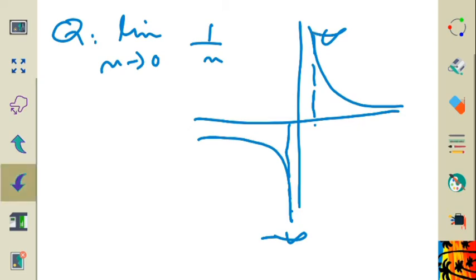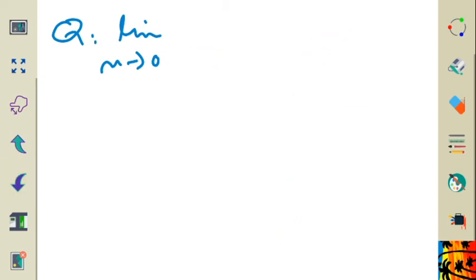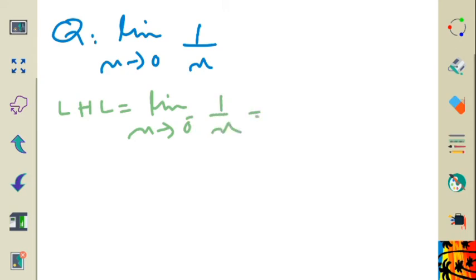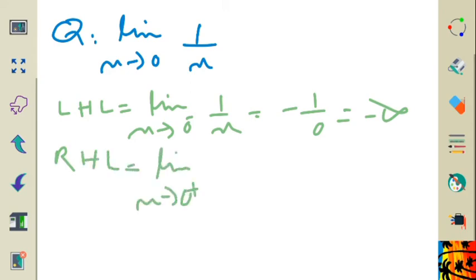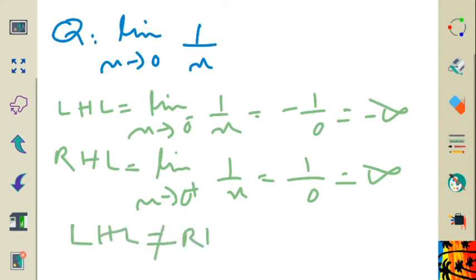Clear? So let us see it algebraically, right? So this is 1 by x, right? Now LHL, if I go, this is limit x tends to 0 minus 1 by x. So minus 1 by 0, which is minus infinity, and RHL will be limit x tends to 0 plus 1 by x. This is plus 1 by 0, which is equal to infinity. So clearly our LHL is not equal to the RHL. Therefore limit doesn't exist.